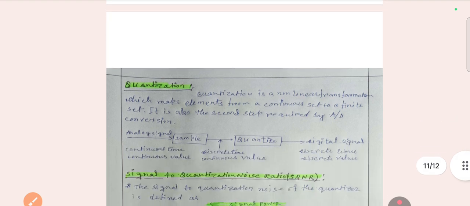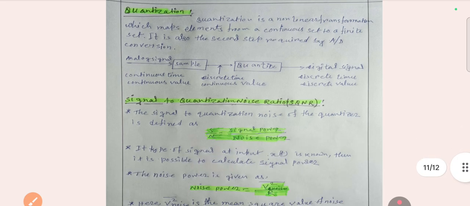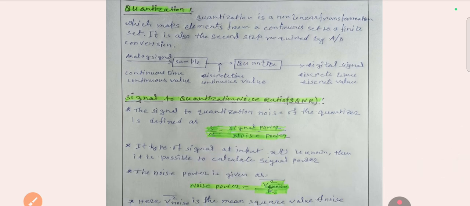What is quantization? Quantization is a non-linear transformation which maps elements from a continuous set to a finite set. It is also the second step required by AD conversion. Analog signal, samples, quantized, digital signal. Signal to quantization noise ratio, SQNR.